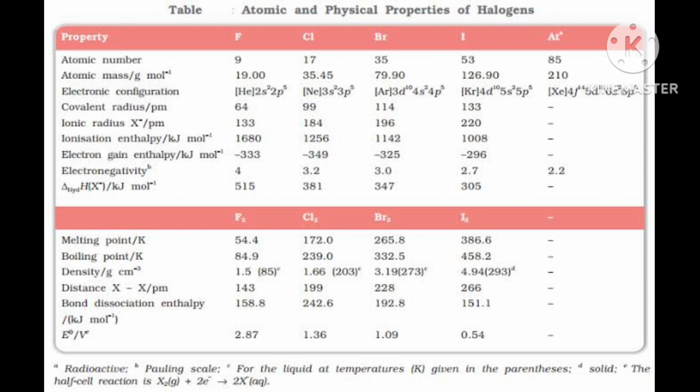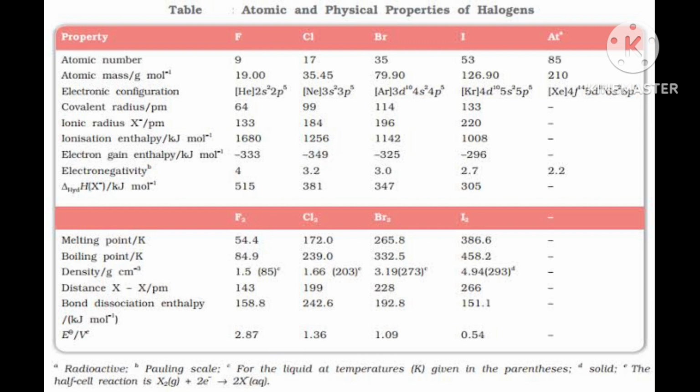Now one question is asked, and I want to clear that point. What question is asked? I am telling you. Halogens have maximum negative electron gain enthalpy in the respective periods of the periodic table. Why?